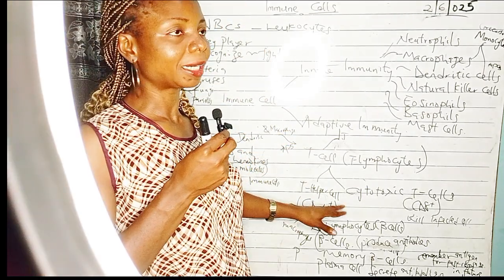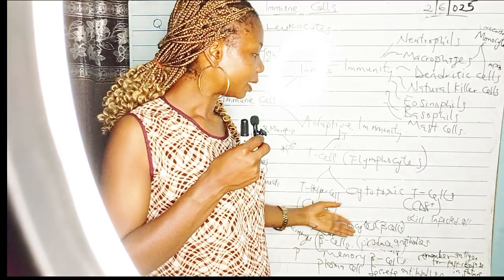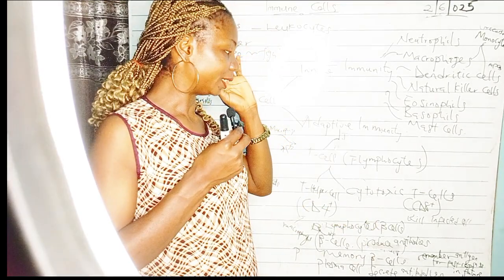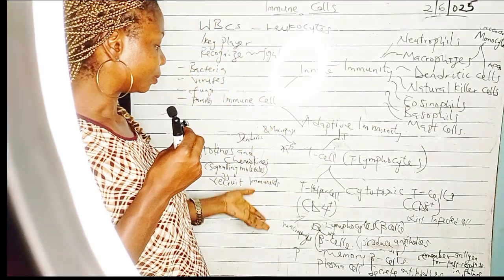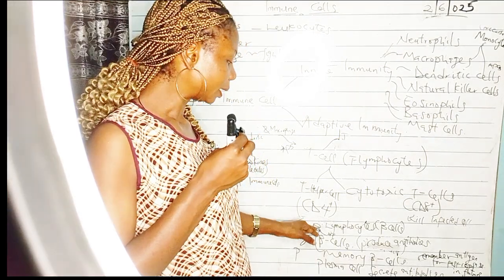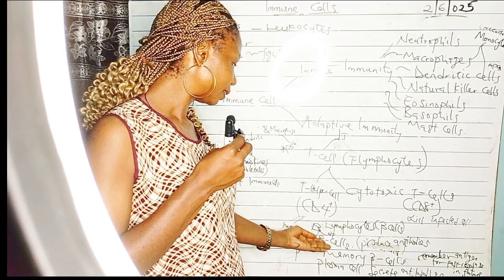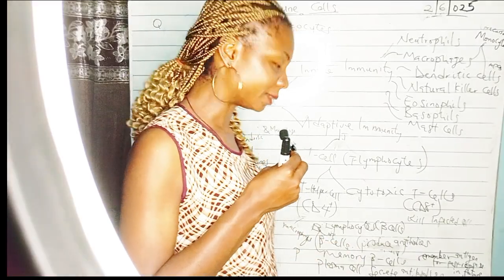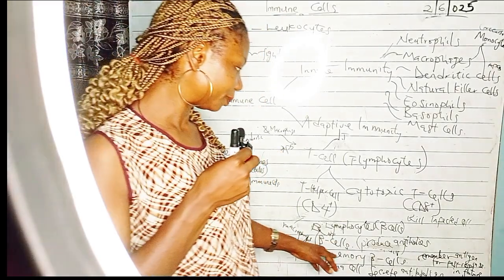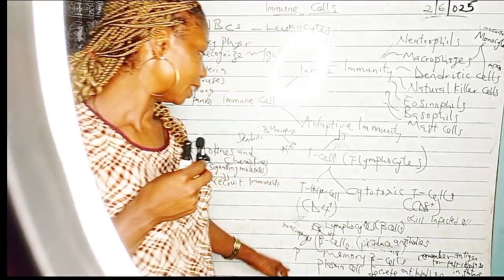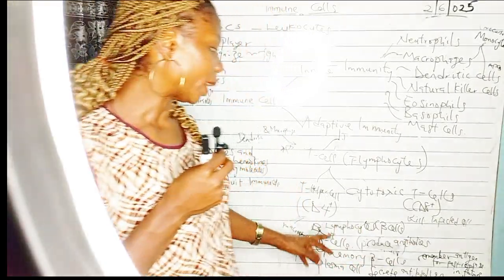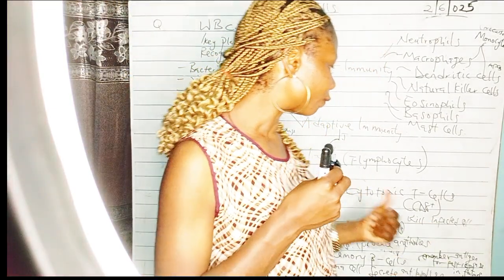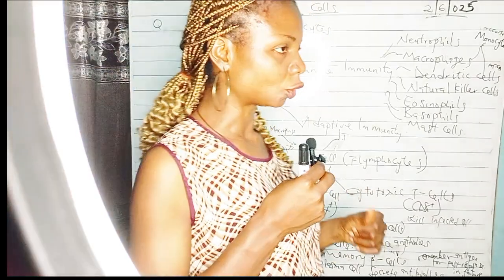The T helper cells, which we call the CD4 cells, and the cytotoxic T cells, which we call the CD8 cells. The cytotoxic cells kill infected cells or cancerous cells, while the B cells differentiate into the plasma cells and the memory B cells. The plasma cells secrete antibodies, while the memory cells recall antigens from past response in future infection.